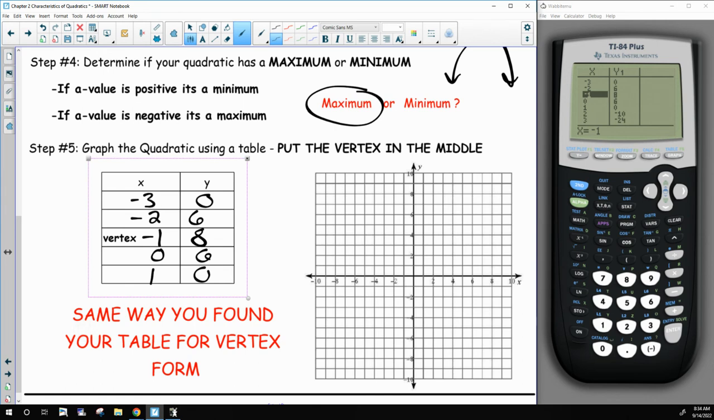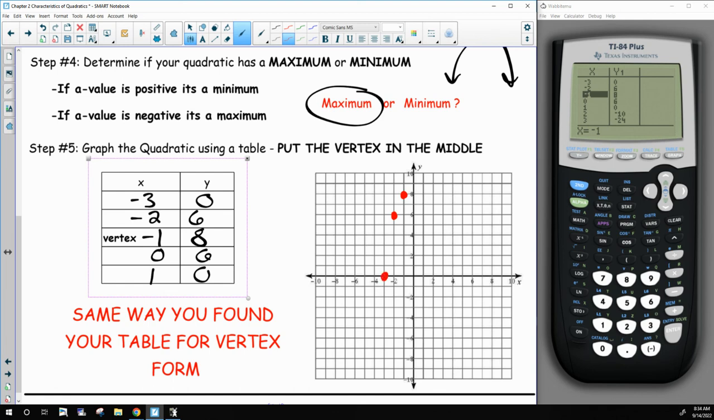And there's our table for our standard form. All that's left is to graph it. I like to start with my vertex, -1, up 8. And then I either go up or down. I'm going to go up, -2, 6, so over 2, up 6. And then -3, 0, over 3, 0.